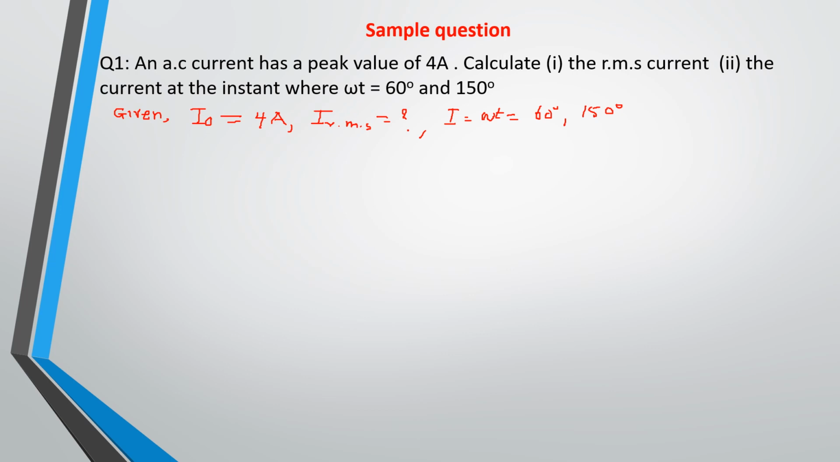Look at the variables that you have so that you will know which of the equations you are going to use to solve. Now you are asked to find the root mean square current, and you are given the peak value. So obviously you are going to use the equation that relates the root mean square value with the peak value of current.